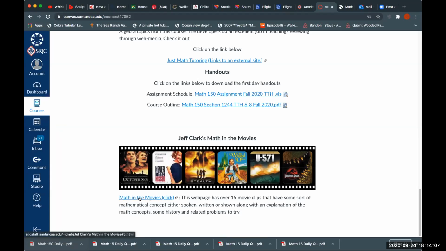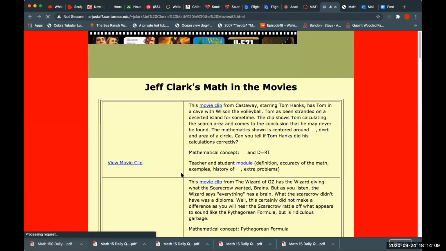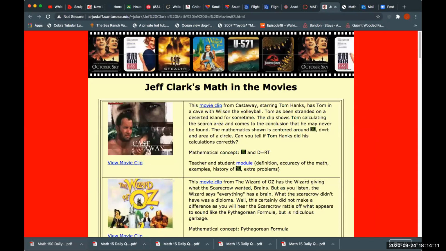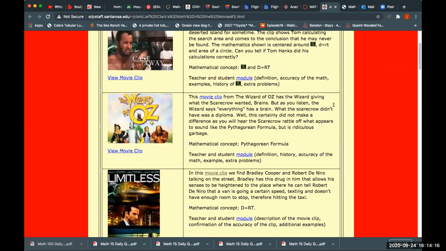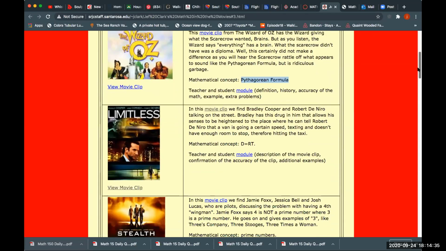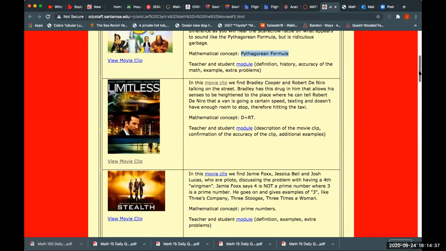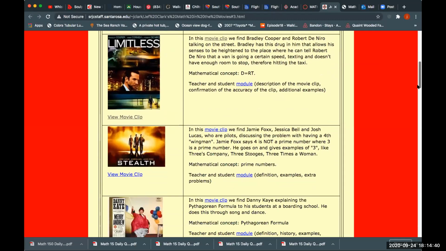So if I click on this, you can find this. You can see I created a basic web page, and there are little modules right here. This is for the students, for you guys, if you want to look at it. What's this one on? Oh, Pythagorean formula right there. Can you see this, Jan? Yeah. Okay. And there are places where you can hit the clip and watch like the Wizard of Oz. Anyway, a couple of these have the topic of prime numbers. Okay, let's see.